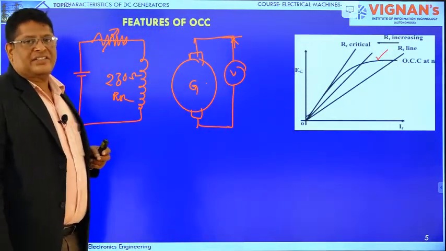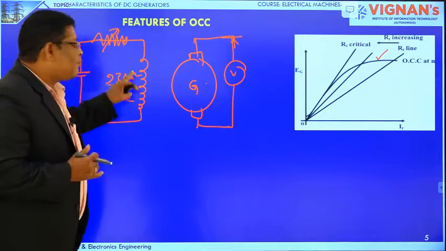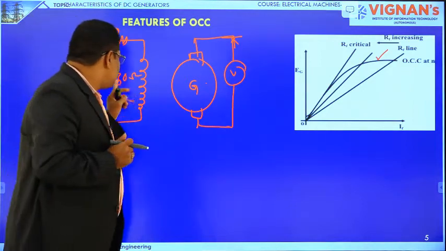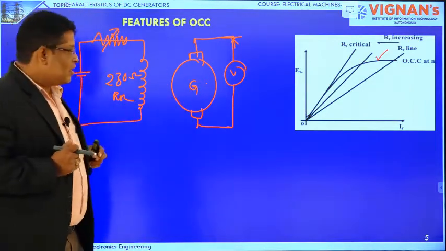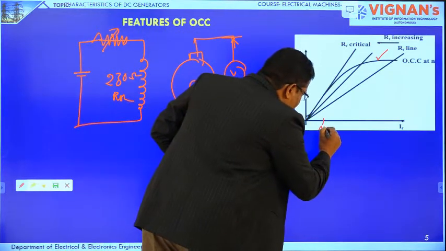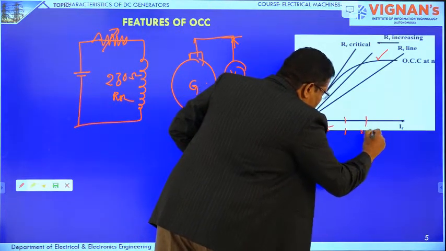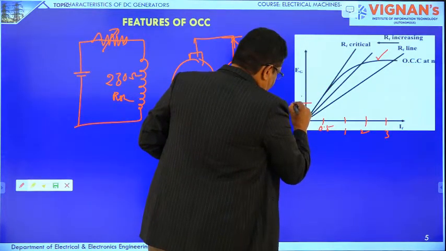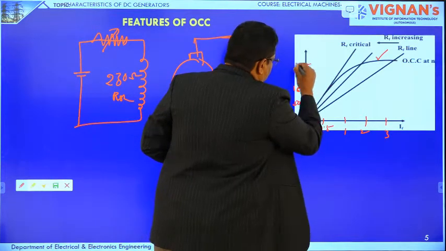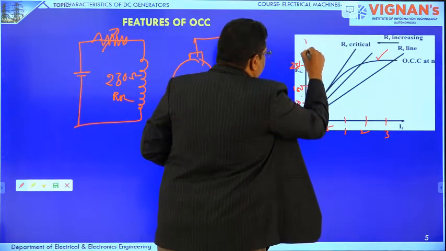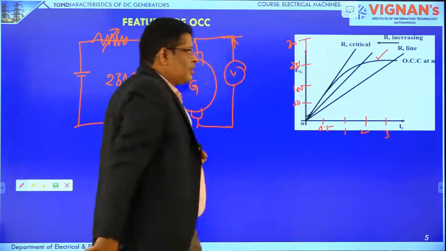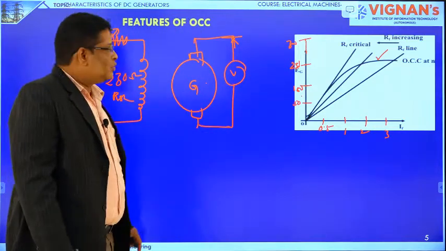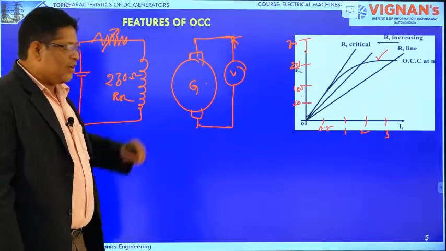Now on the OCC characteristics, we are superimposing the field resistance of the generator. How are we going to superimpose this field resistance? See here, the field current you can take as 0.5, 1 ampere, 2 ampere, 3 ampere like that. Here you can take 50 volts, 150 volts, 230 volts, 300 volts like that. This is the field current, and this is the voltage induced in the generator.